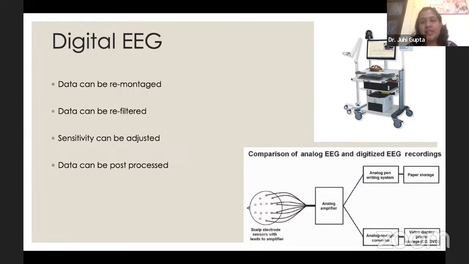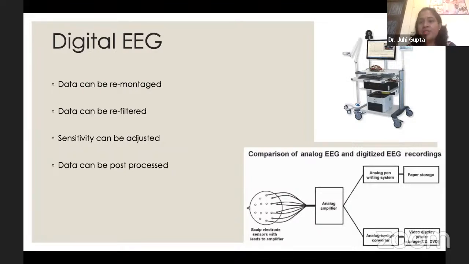But in a digital EEG, if you want to change the montage, you can do that. The data can be refiltered. We can change the filter settings. I will discuss filters. You can adjust the sensitivity also, which I'll discuss in the settings. So overall, the data can be post-processed in a digital machine.